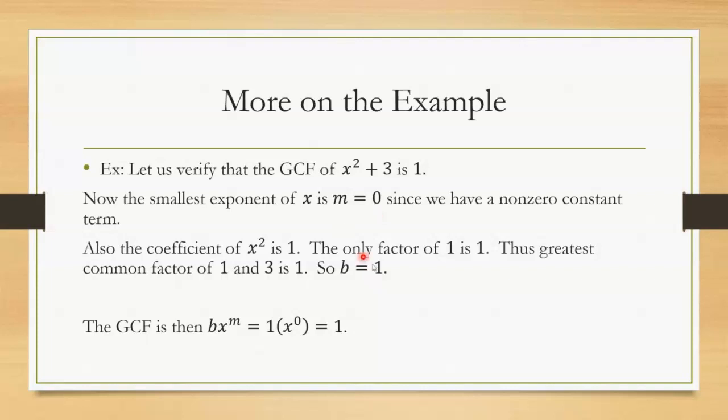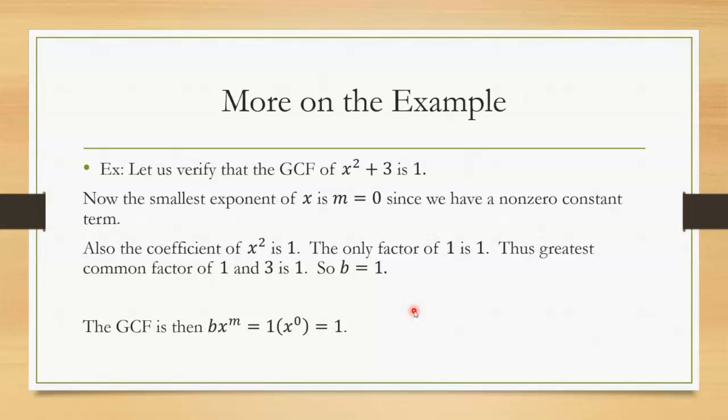So again, let me say it again. The only factor of 1 is 1 itself. And we know the factors of 3 are 1 and 3. So the only common factor, hence the greatest common factor among 1 and 3, is 1. So altogether we get 1.